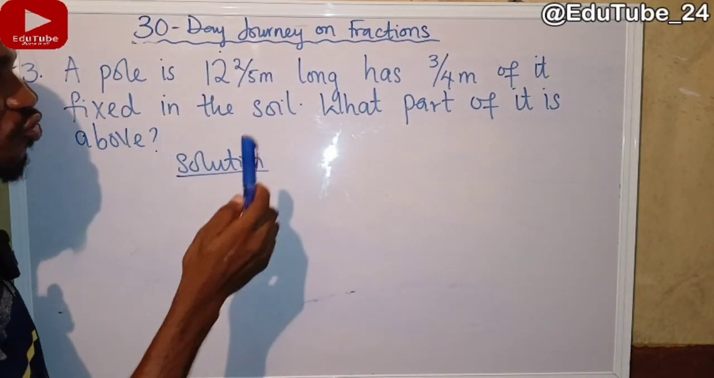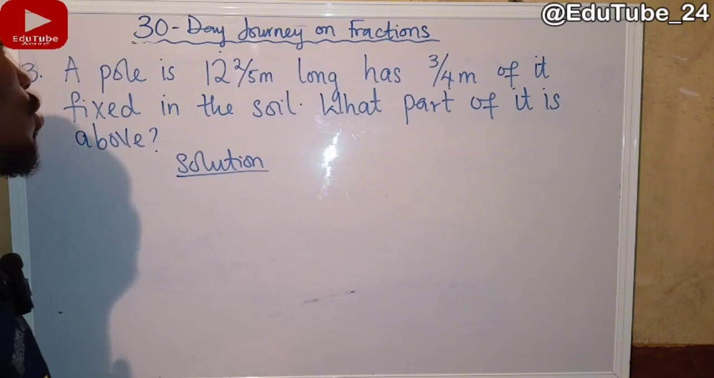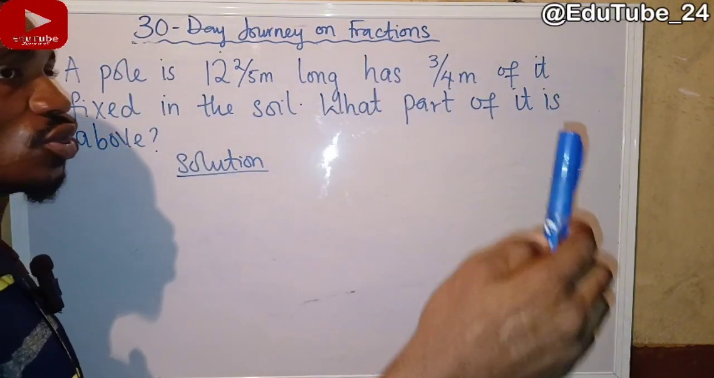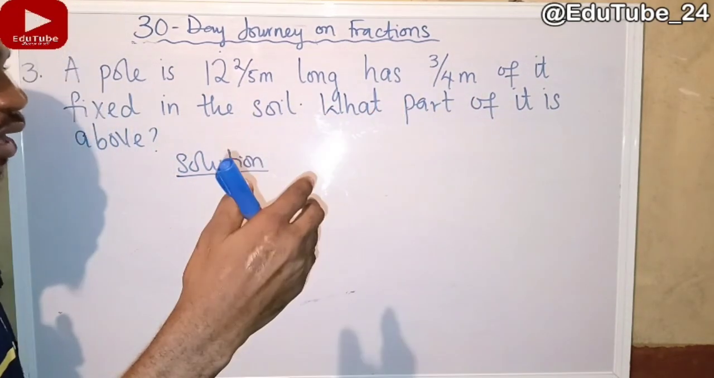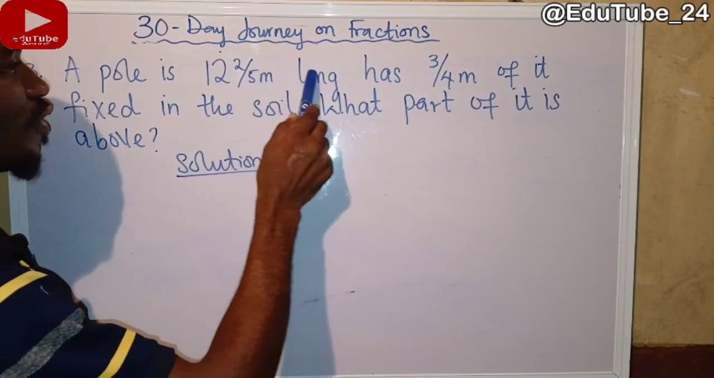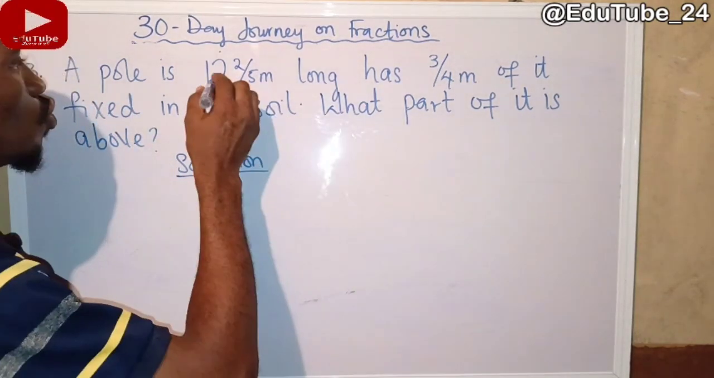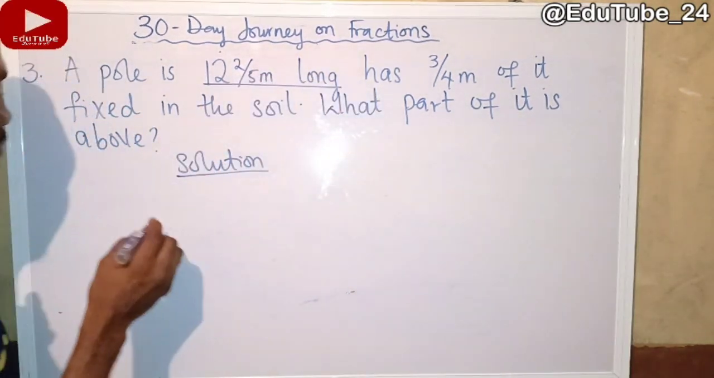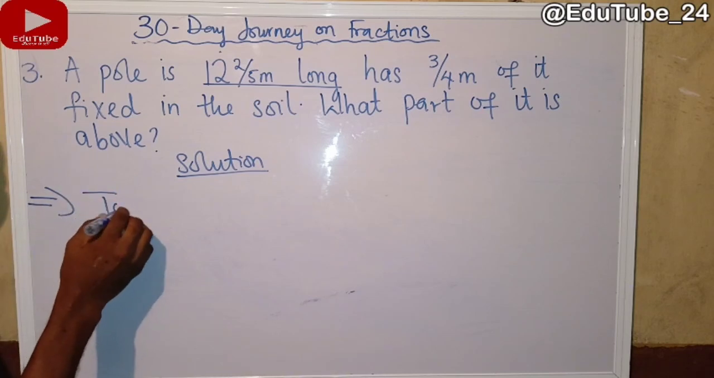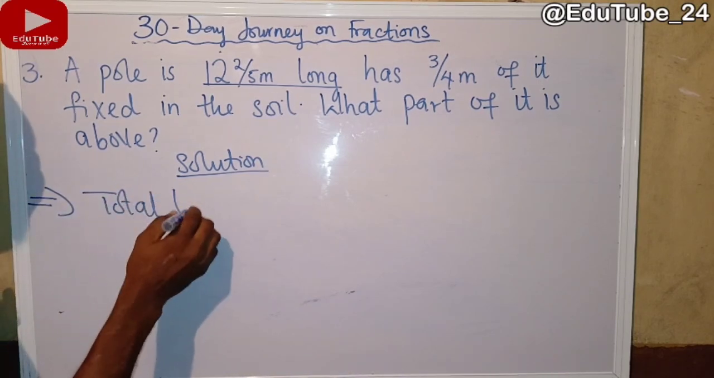Now this is a very straightforward and commonsensical question. A pole, we know normally that a pole is a very tall tree that is usually used to hang wires or to hang lines. Now a pole which is 12 and 2 over 5 meters long, so we interpret this to be the total length, that is the total length of the pole.